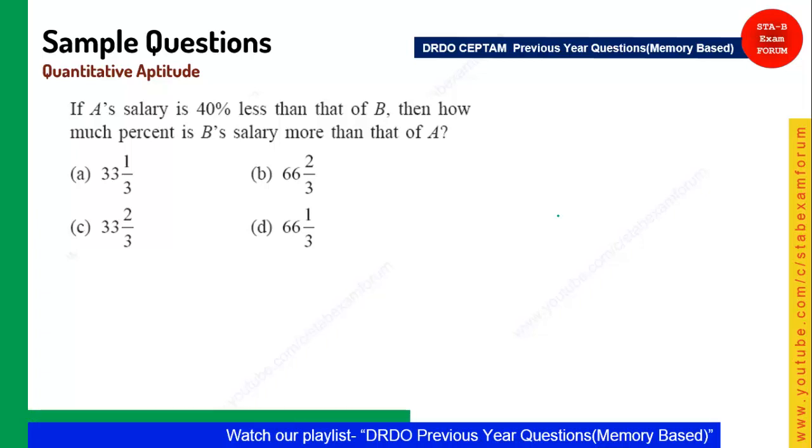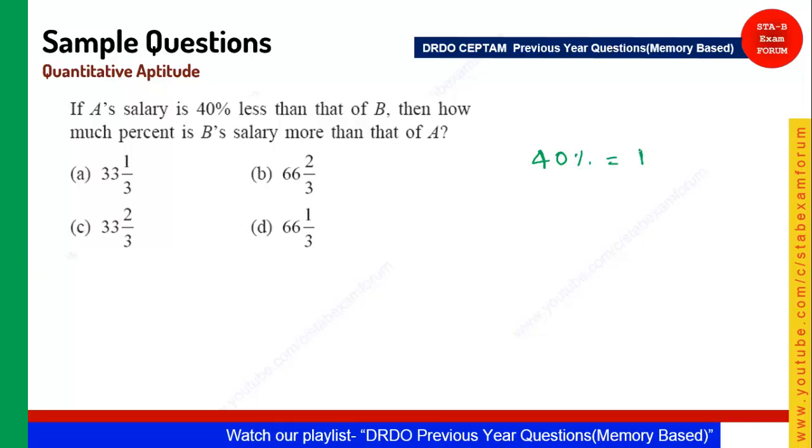It is from the percentage, and you need to find out the percentage with respect to some other percentage. So if A's salary is 40% less than that of B, what does this mean? 40% means how much? 40 divided by 100, it comes to be 2 by 5. So this is B's salary. So A's salary is 40% less than that of B, so A's salary will be 5 minus 2, 3. So A's salary will be 3 rupees.